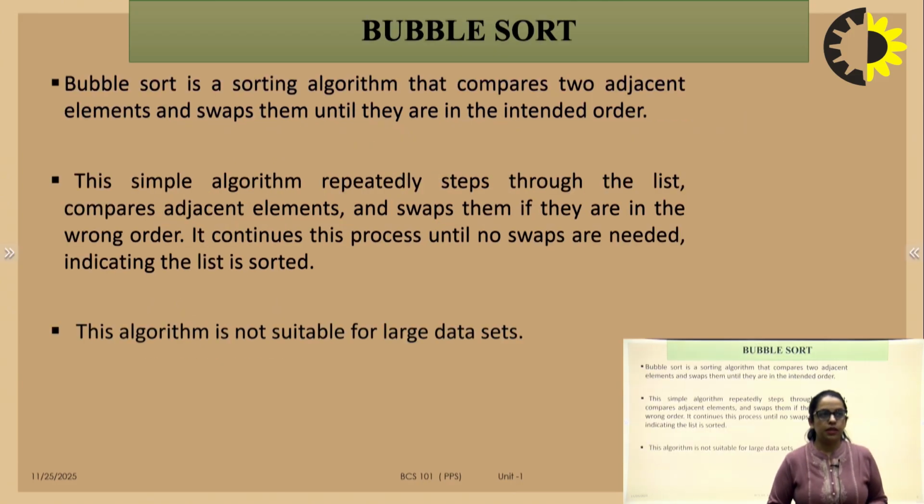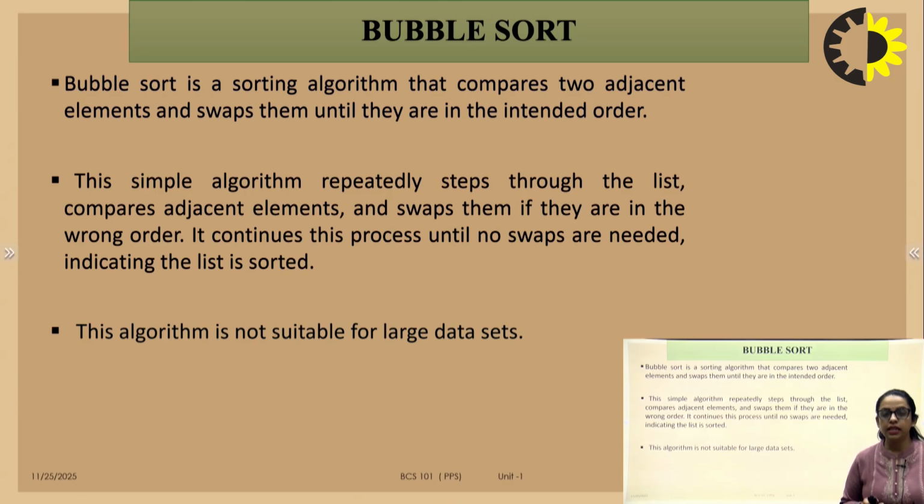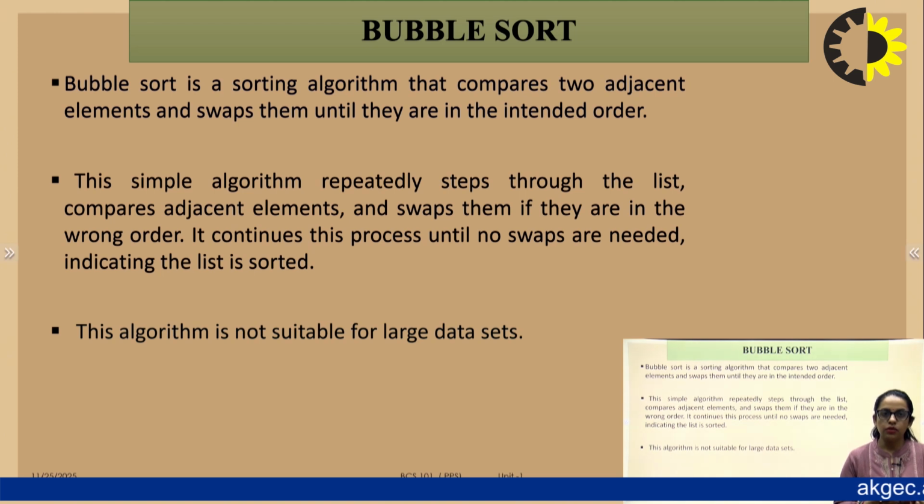What is a bubble sort? It is a sorting algorithm that compares two adjacent elements and swaps them only when the first element is greater than the second element, because as per the ascending order, the first element out of the two will always be of smaller value as compared to the second value. So swapping is going to happen only when the first value is greater than the second value.